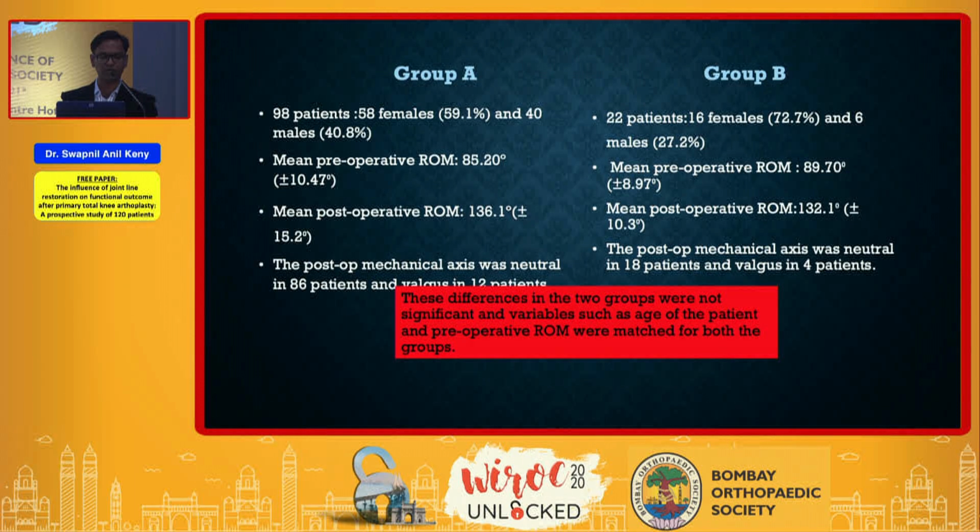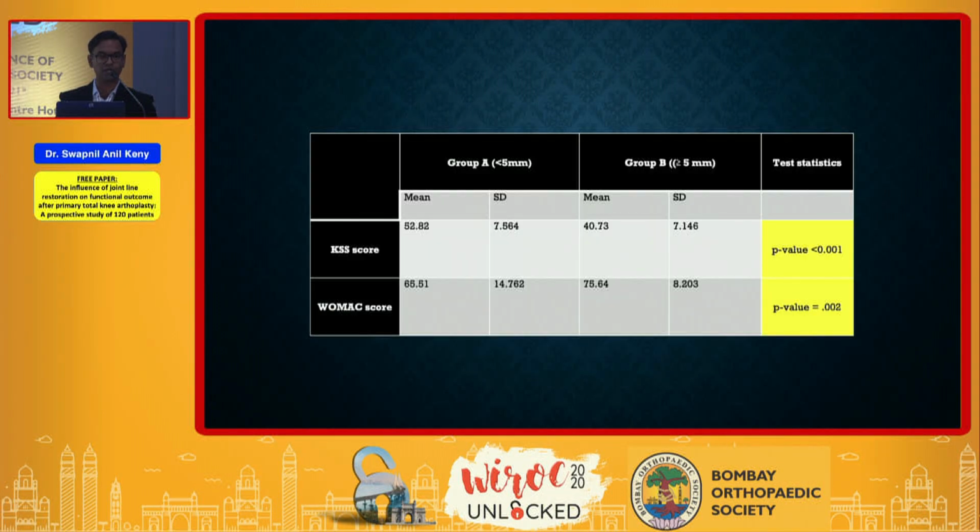So now we divided our patients into 2 groups: Group A with less than 5 millimeter joint line elevation, including 98 patients, and Group B, 22 patients with more than or equal to 5 millimeter joint line elevation. These 2 groups were matched with respect to age, the preoperative range, and the postoperative mechanical axis. On comparison of their functional scores, we found that the KSS and WOMAC scores were statistically better in Group A with less than 5 millimeter joint line elevation as compared to Group B with more than or equal to 5 millimeter joint line elevation.